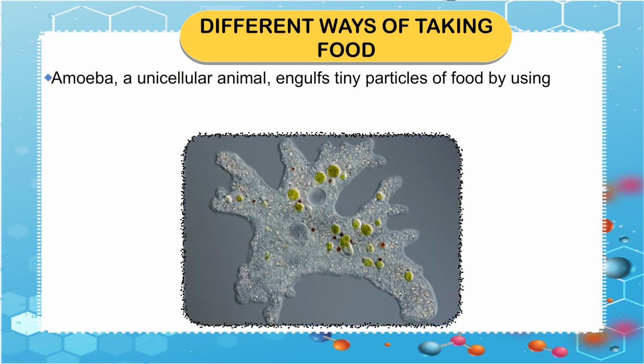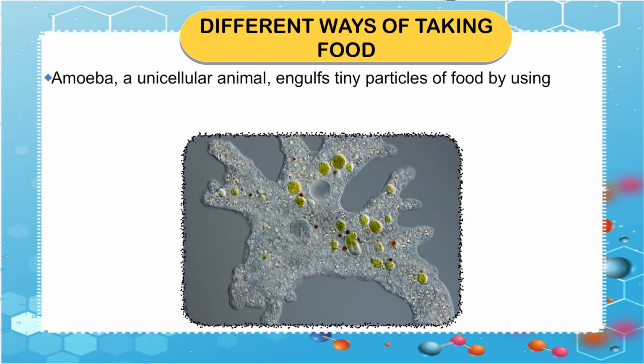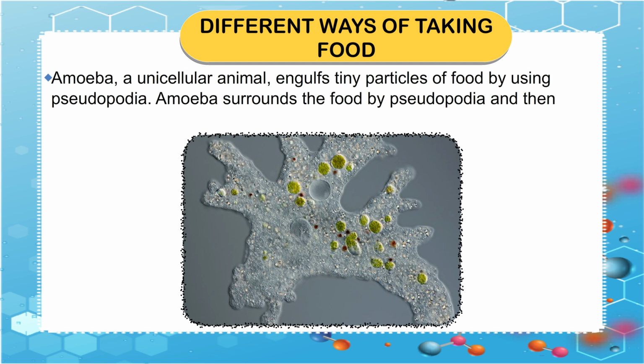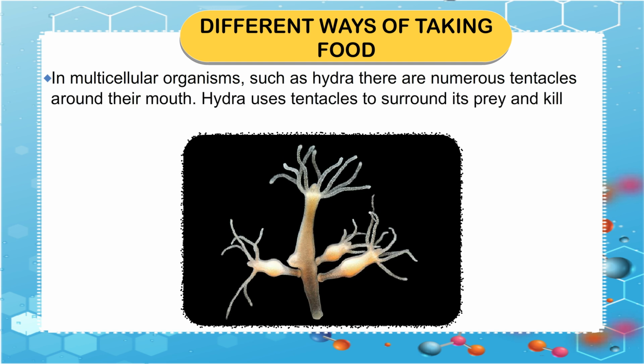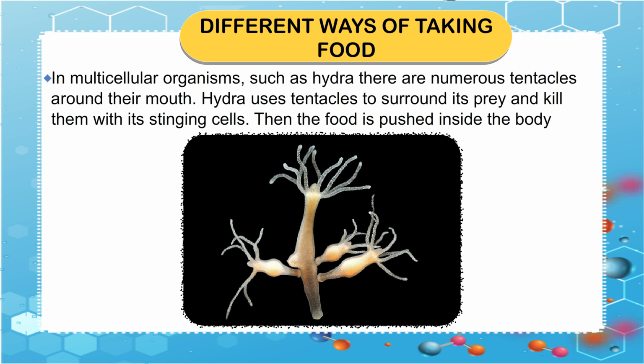Amoeba, a unicellular animal, engulfs tiny particles of food by using pseudopodia. Amoeba surrounds the food by pseudopodia and then makes a food vacuole to engulf the food. In multicellular organisms, such as Hydra, there are numerous tentacles around their mouth. Hydra uses tentacles to surround its prey and kill them with its stinging cells. Then the food is pushed inside the body cavity.